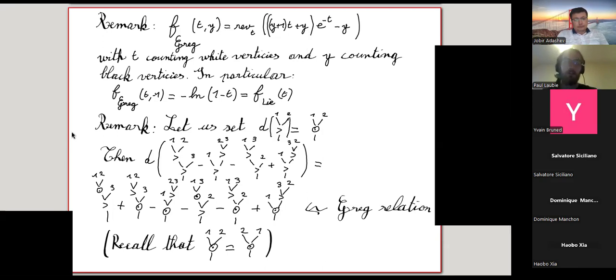Now, a quick remark: if we set the differential of a binary product with no symmetry to a binary product which is symmetric, and we differentiate the pre-Lie relation, which is what I've written here, we exactly get the Greg relation. So this is a simple computation.